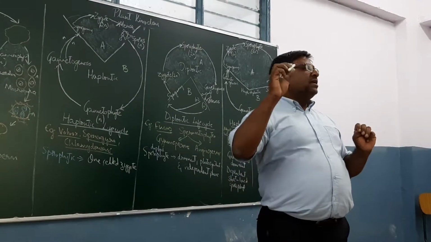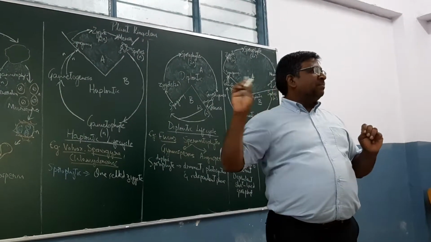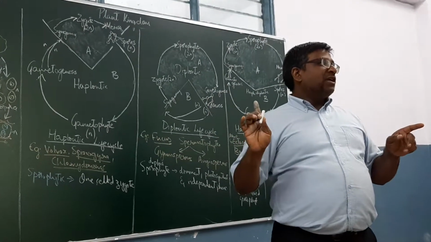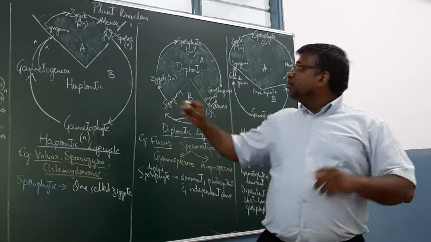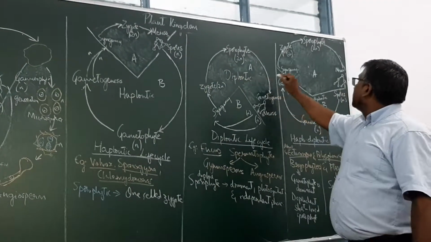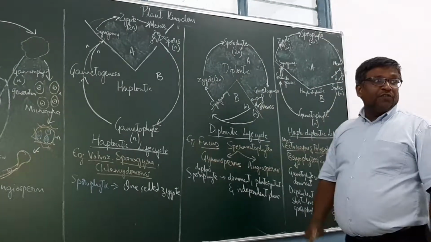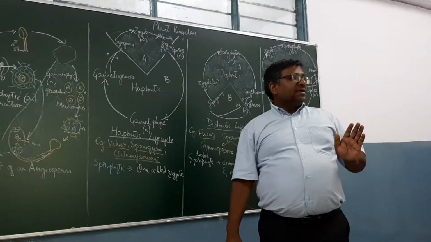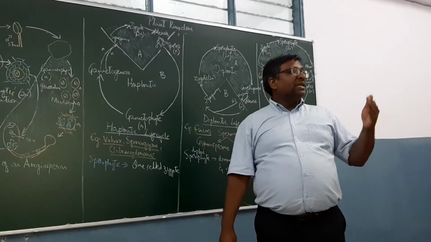I have shaded the blue zone, which is the sporophytic region. I have named it also as A region. You might see A written everywhere in that region. Sporophytic region. In the haplontic life cycle, the haploid stage is dominant.